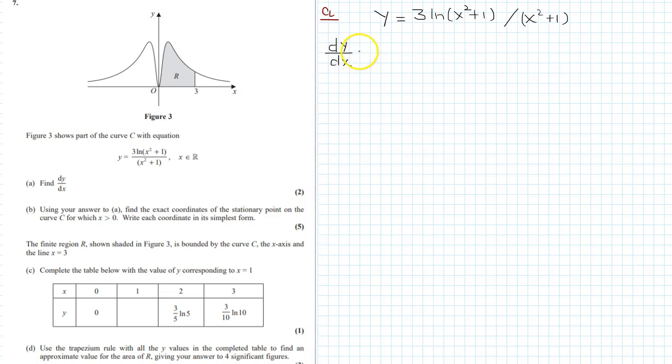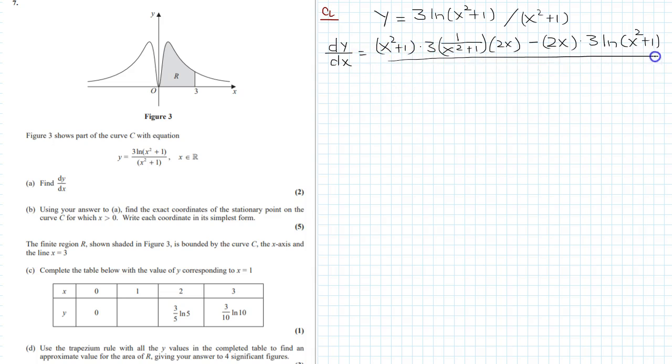So dy over dx is, the denominator, that is x square plus 1, times the differential of 3 ln x square plus 1, which is 1 over x square plus 1, the differential of x square plus 1 is 2x, minus the differential of x square plus 1, which is 2x plus 0, multiplied by 3 ln x square plus 1, and this is divided by x square plus 1 square.